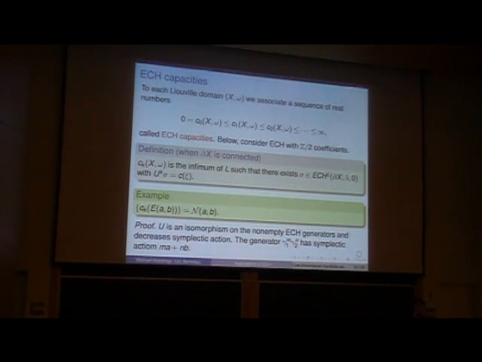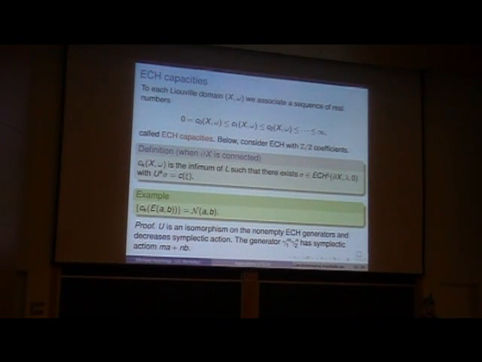So for example, for the ellipsoid, the sequence of these ECH capacities is exactly the sequence N(a,b), the sequence of non-negative integer linear combinations of a and b. And the reason for that, let's recall that the ECH generators are sets of embedded Reeb orbits. You can take each of them with any non-negative integer multiplicity, say m and n. The action of this generator is ma plus nb. So the actions of all the ECH generators are exactly the numbers in the sequence.